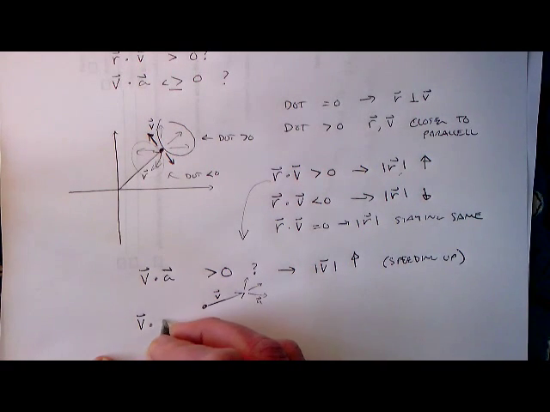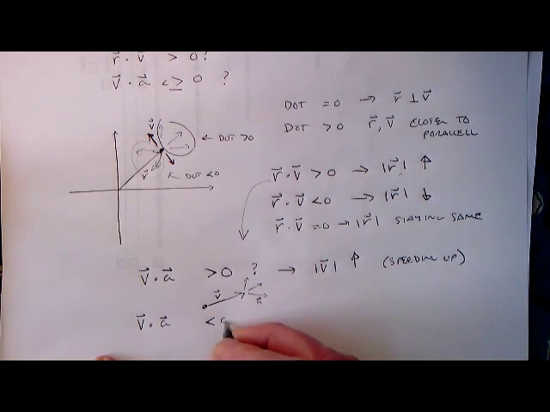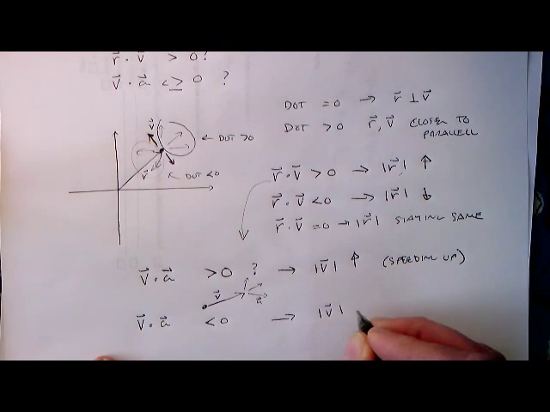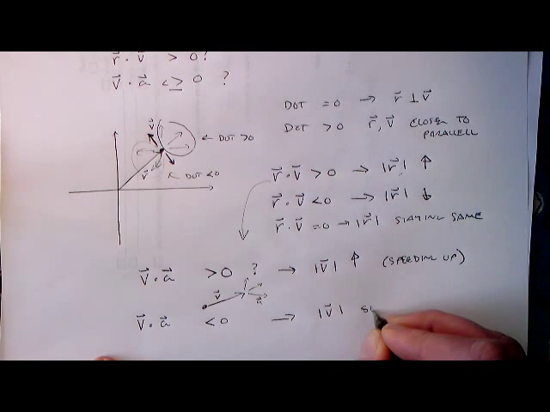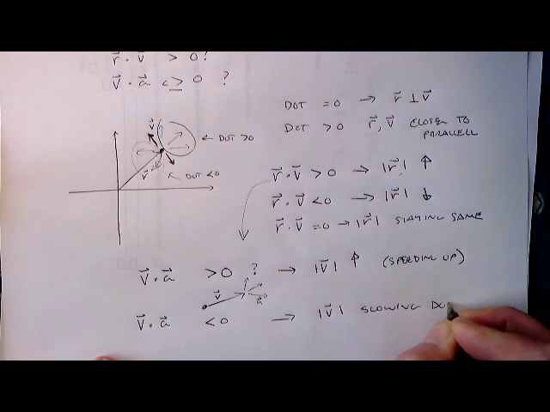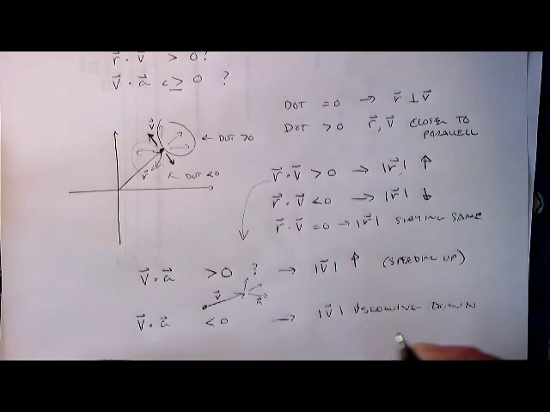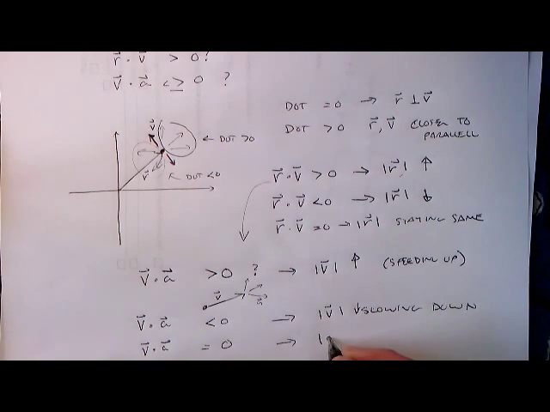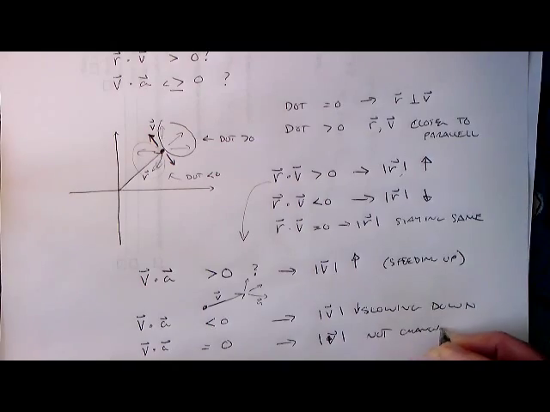If the velocity dotted with the acceleration is less than 0, of course, the object is slowing down. So the magnitude of velocity is decreasing. And finally, when the velocity dotted with the acceleration is equal to 0, that means that the magnitude of the velocity is not changing. The only thing that's changing is the direction of the velocity.